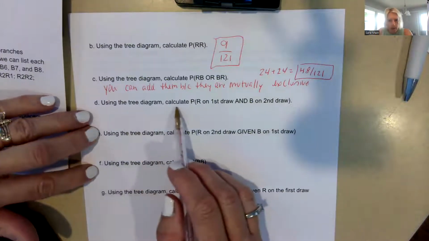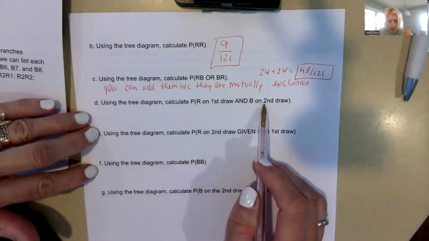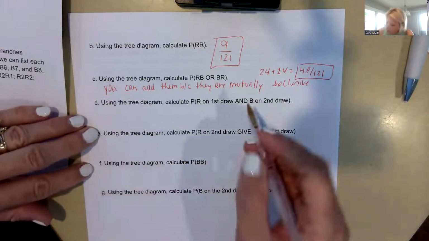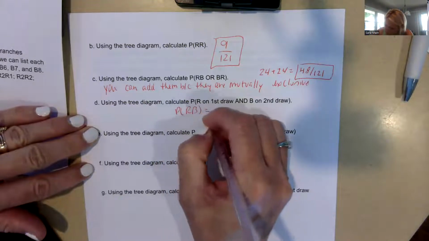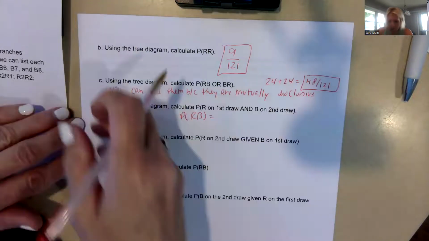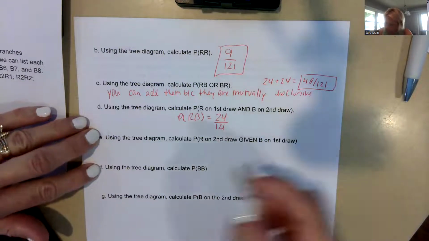Using the tree diagram, calculate the probability of red on the first draw and blue on the second draw. So that would be probability of red and then blue. And that would be 24 out of 121.